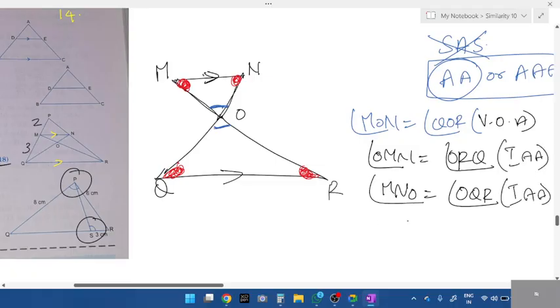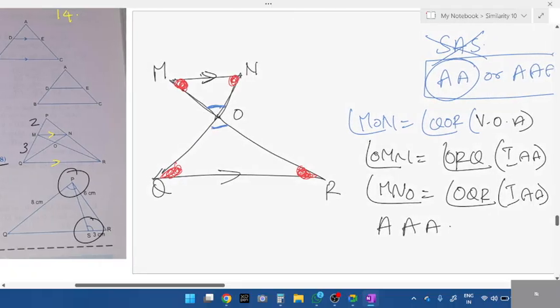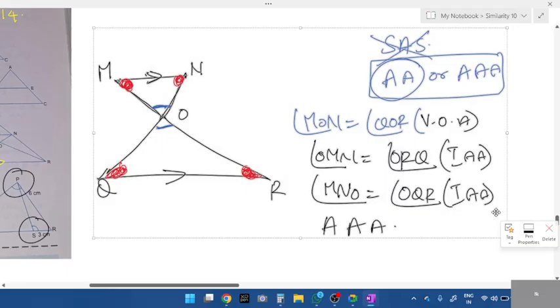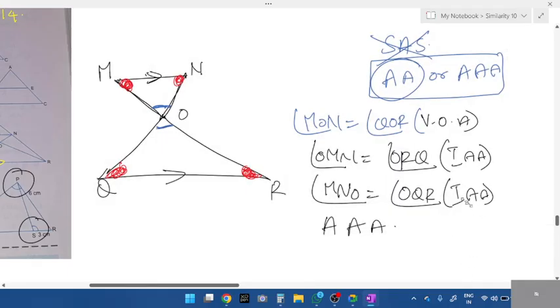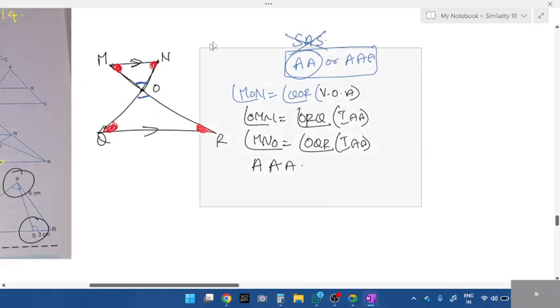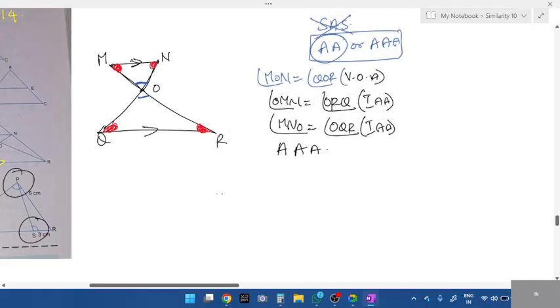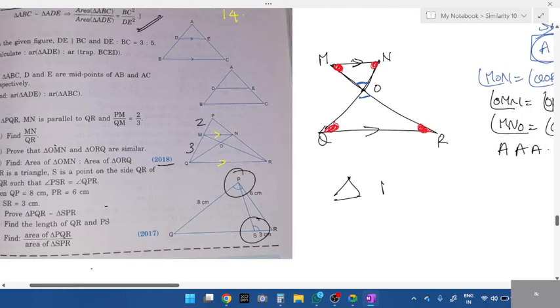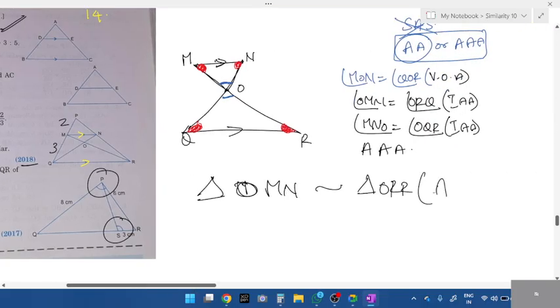So both are similar under which criterion? Angle, angle, angle. Both the triangles are similar. That's it. So remember, the most important point is the second one, angle, angle, angle, or just angle and angle. Write the statement. Therefore, triangle OMN is similar to triangle ORQ, by the AAA axiom.